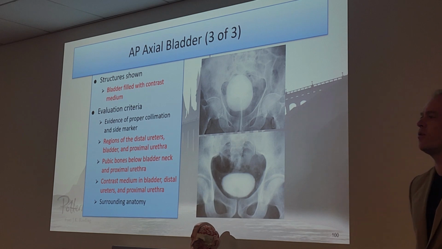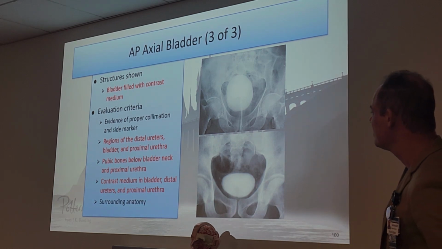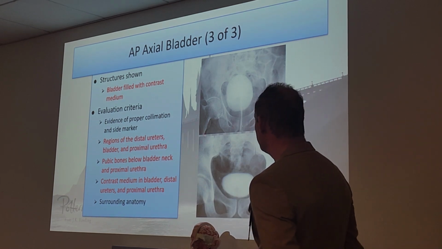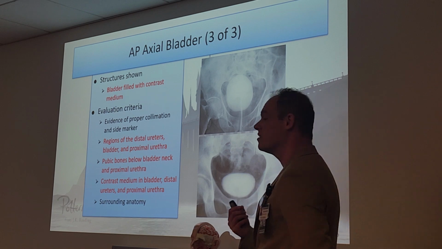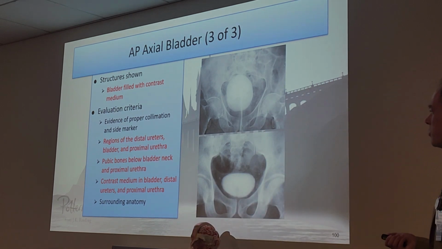All right, so what are we looking for on an AP axial bladder? Well, I hope we're looking at the bladder because it's in the name. So bladder filled with contrast. We want the distal ureters to also be visualized because we're also going to check for that reflux if it's occurring. Pubic bones below the bladder neck and proximal urethra. How do we achieve this?